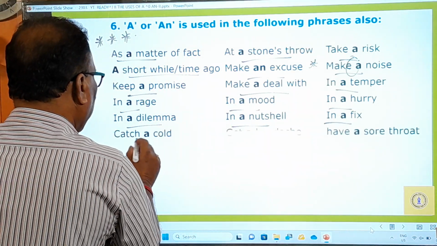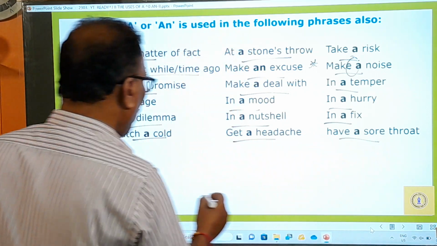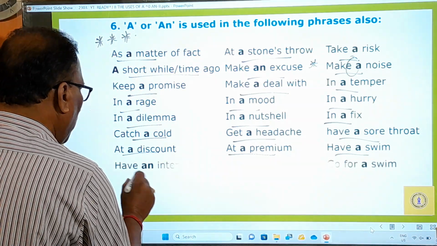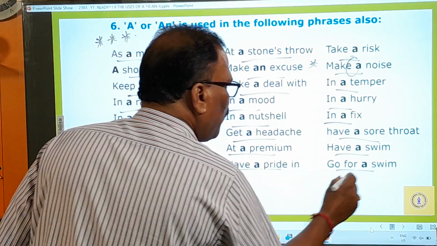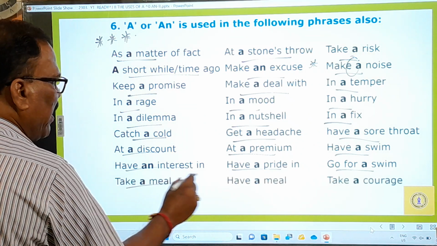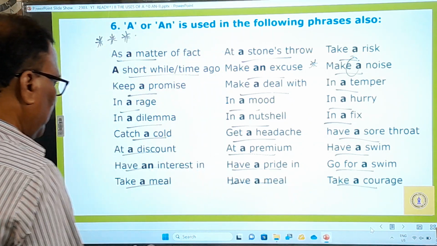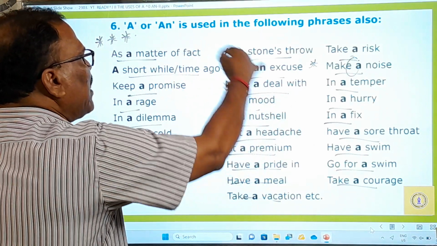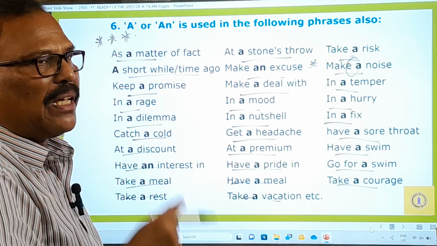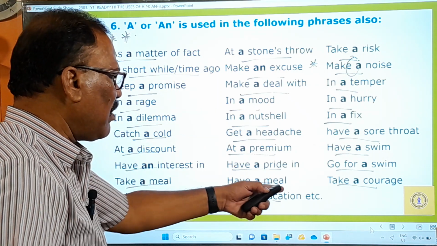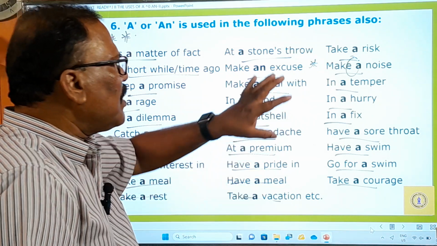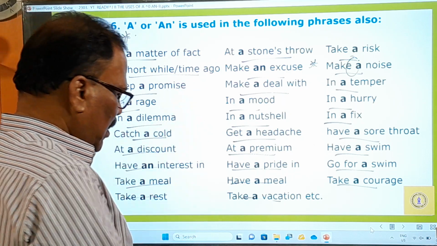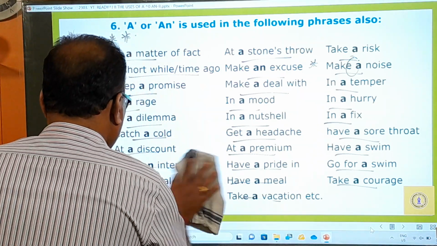In a fix, catch a cold, get a headache, have a sore throat. And here, at a discount, at a premium, have a swim, have an interest in, have a pride in, go for a swim, take a meal, have a meal, take courage, take a rest, take a vacation. These are very, very important phrases. Keep them in your mind. Other things are also there, but I have selected some very important phrases here. Now let's go to the examples.